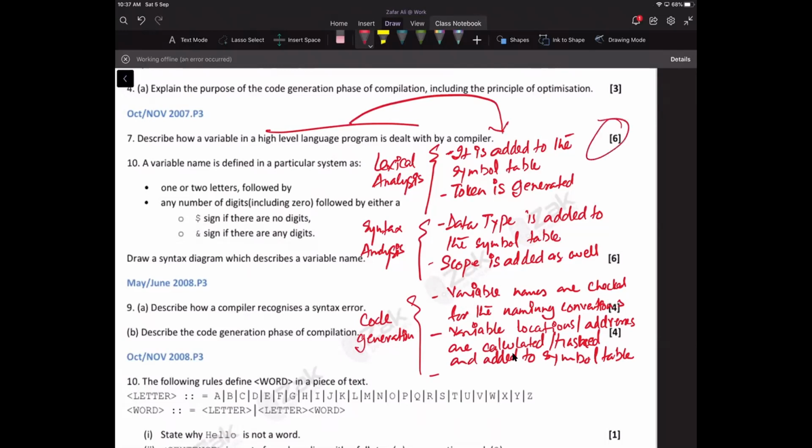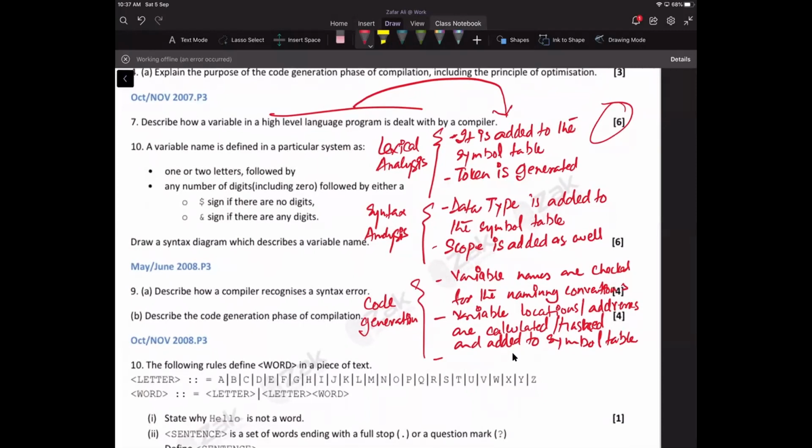This was a 6 marks answer, so you would have to be very clear about it. At lexical analysis, it is added to the symbol table and a token is generated. At syntax analysis, the data type is added to the symbol table, and scope is added as well, local or global scope. At code generation, variable names are checked for the naming conventions, whether they are named as per the rules of the language or not. Then variable locations and addresses are calculated or hashed and added to the symbol table at code generation. So this was your answer.